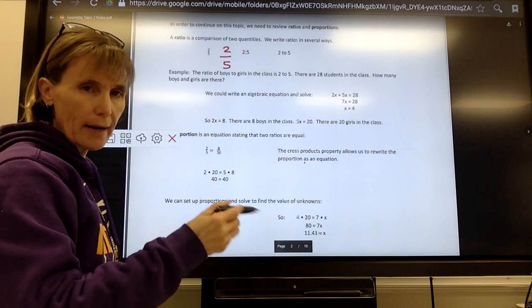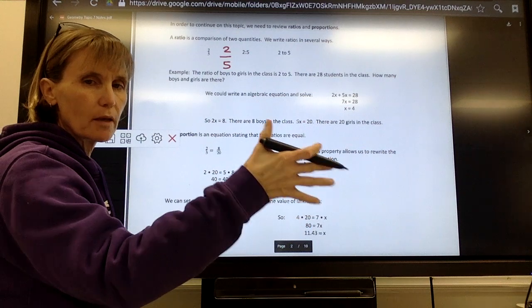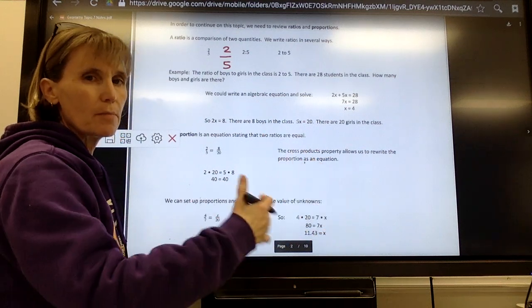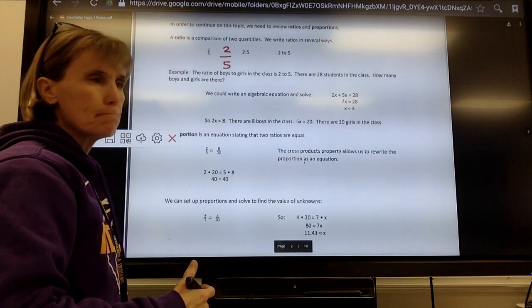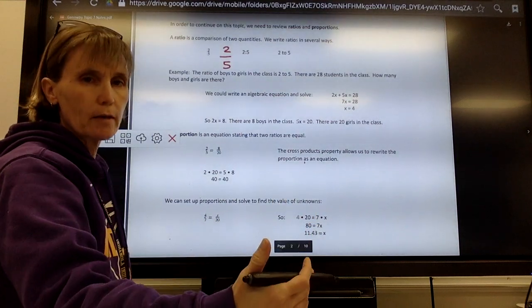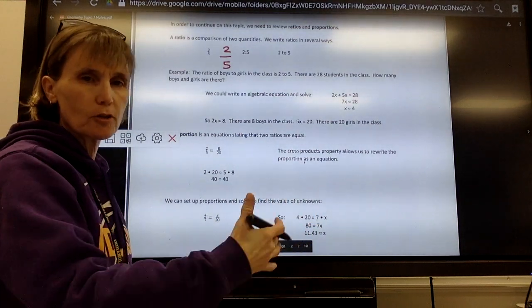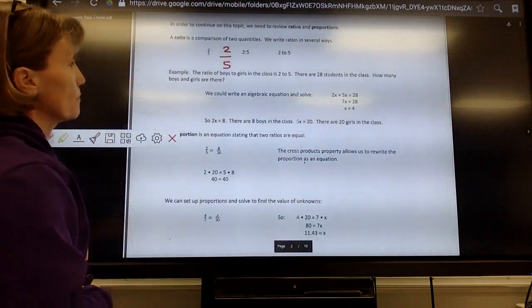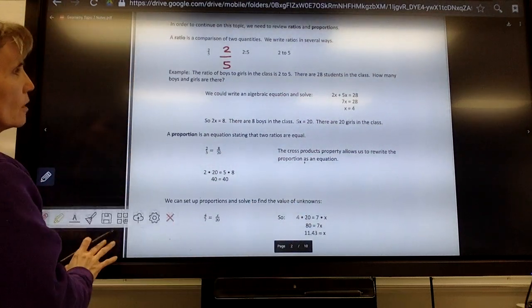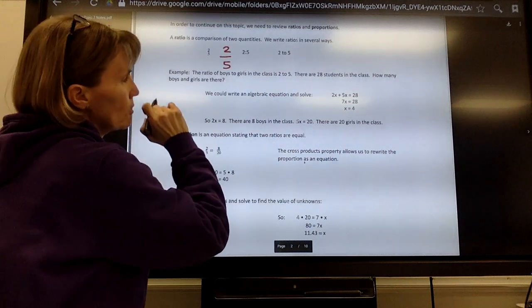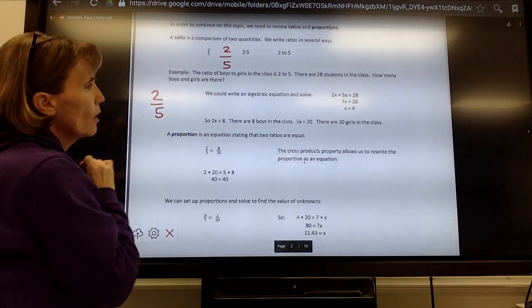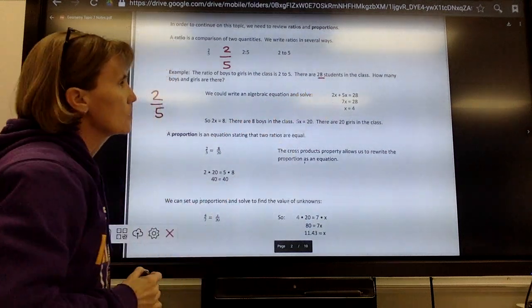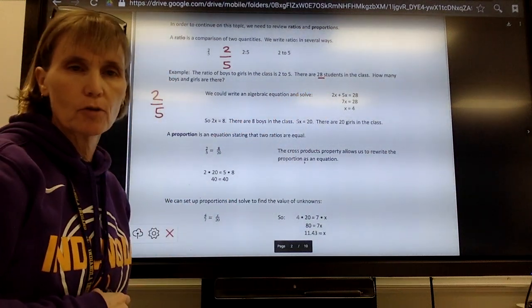A ratio is comparing two things, so the number 2 is being compared to the number 5. Might be boys to girls, it might be left-handed people to right-handed people, blue eyes to green eyes. We're comparing different quantities. Okay, here's an example. It says the ratio of boys to girls in the class is 2 to 5. That's the ratio. There are 28 students in the class. How many boys and how many girls are there?